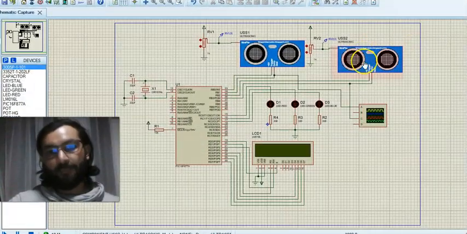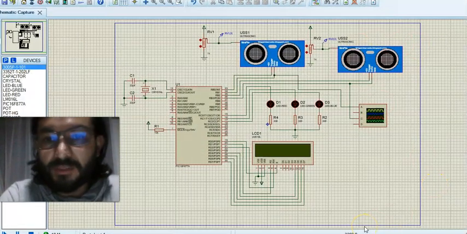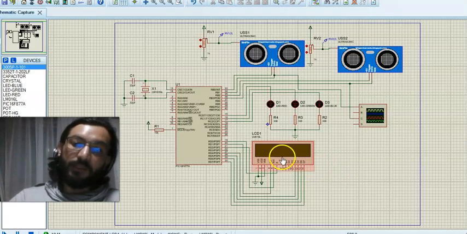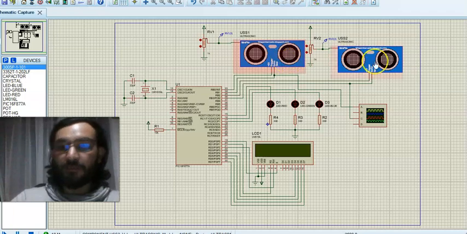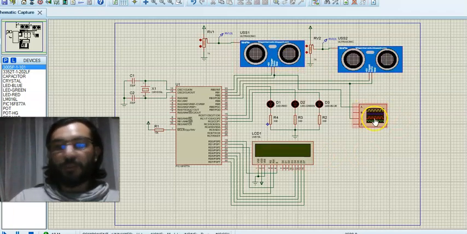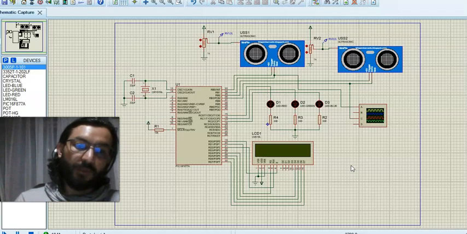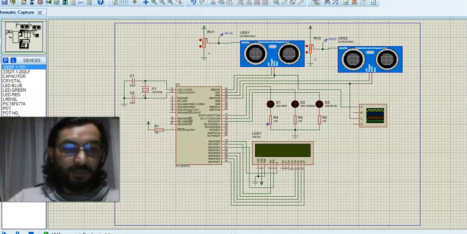And the electronic circuit design is this: LCD output, digital outputs, and two sensors. With the oscilloscope, we can see the sensor behavior. Okay, we are going to simulate.